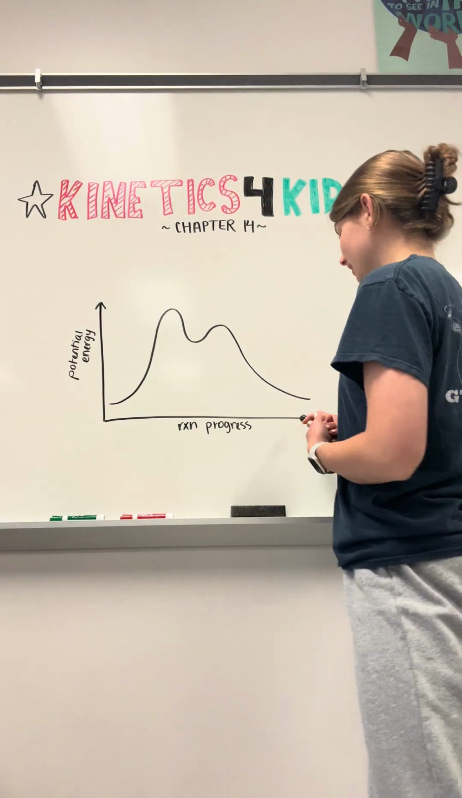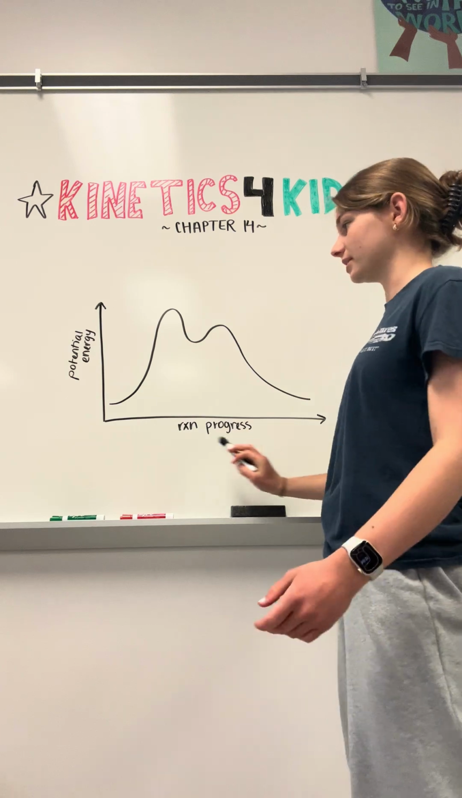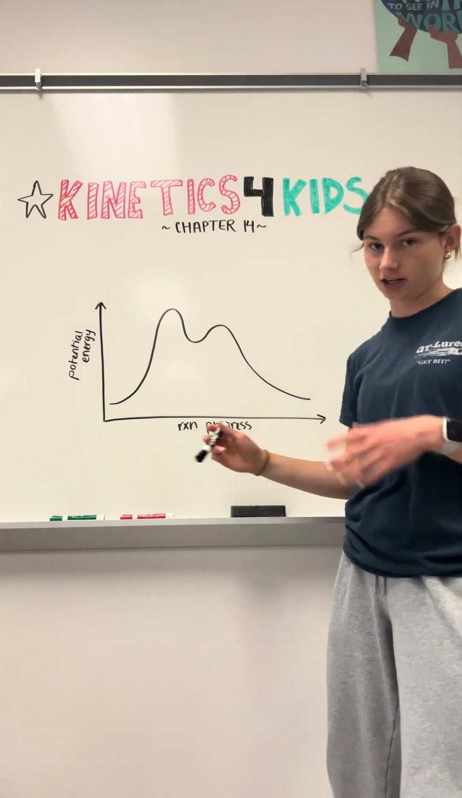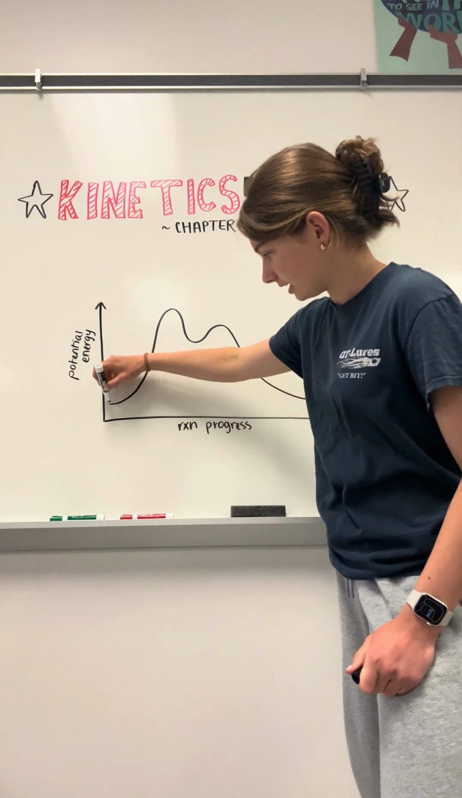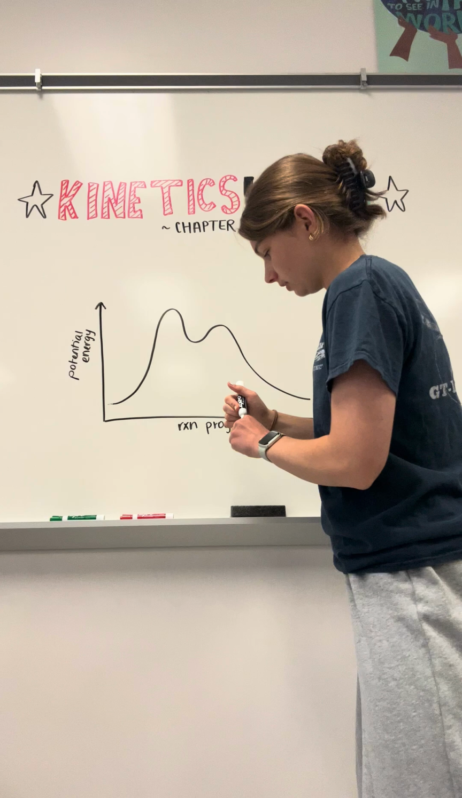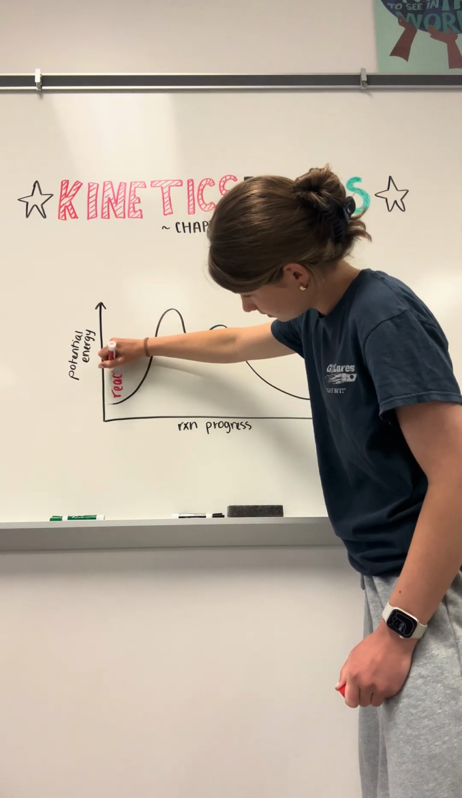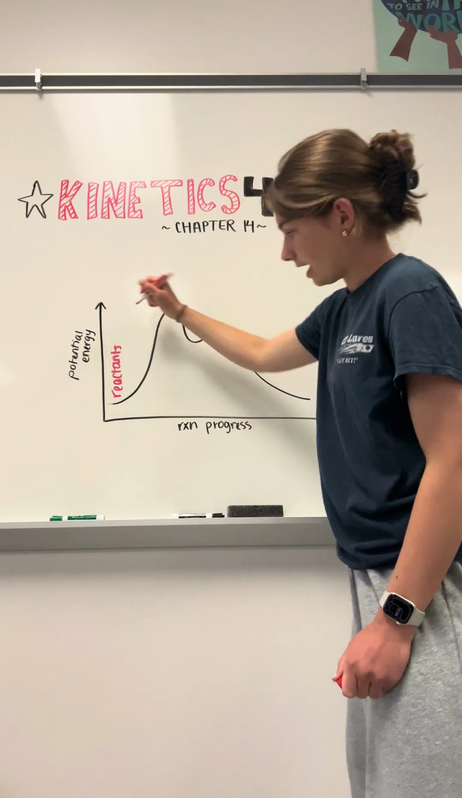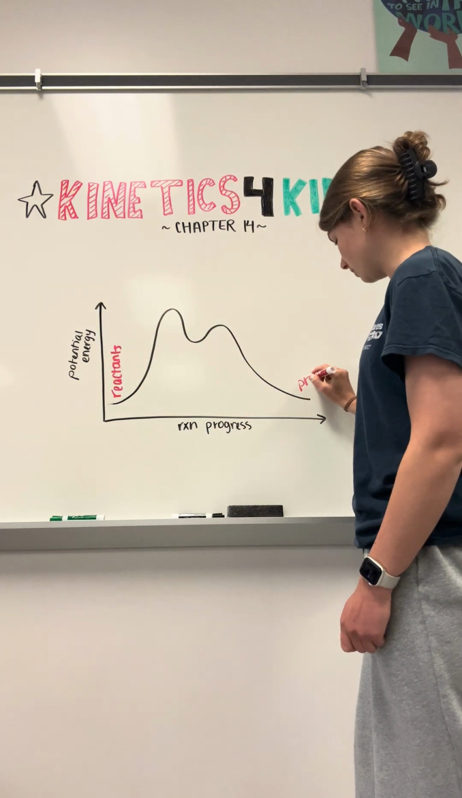Okay, now let's quickly look at this graph here to look at a reaction over time. So this is the reaction progress, and this is the potential energy of the reaction over time. So the first thing we want to notice is that over on this side, this is going to be the energy of our reactants. Our reactants are over here. And by the time the reaction is finished, we're going to have our products over on this end.